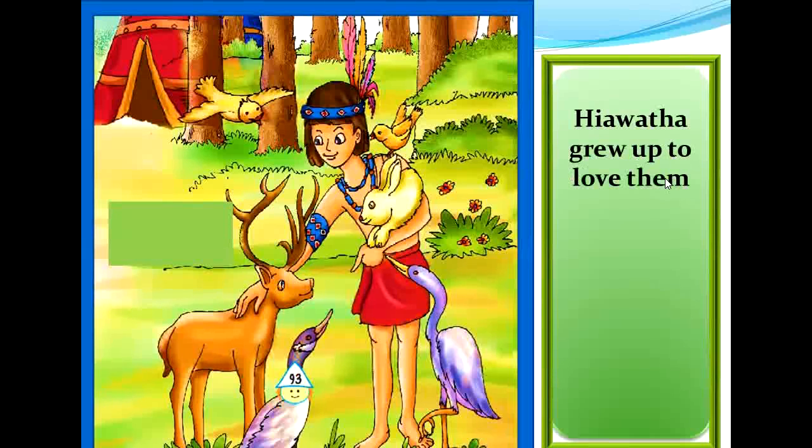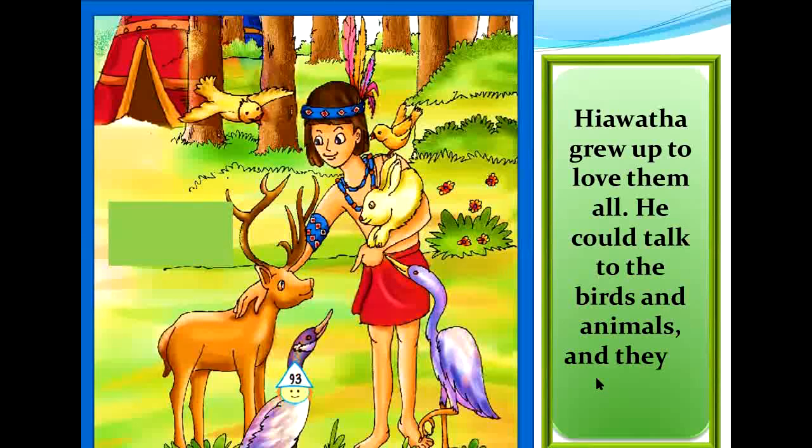Hiawatha grew up to love them all. He could talk to the birds and animals, and they to him. Here it is said that Hiawatha used to love both birds and animals, and he could talk to them. And these birds and animals also would talk to him. They also loved Hiawatha. Now let's get started with the poem, children.